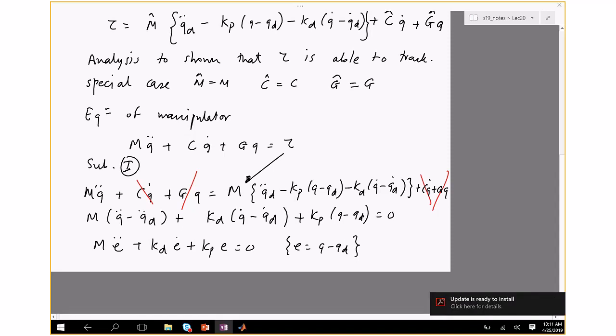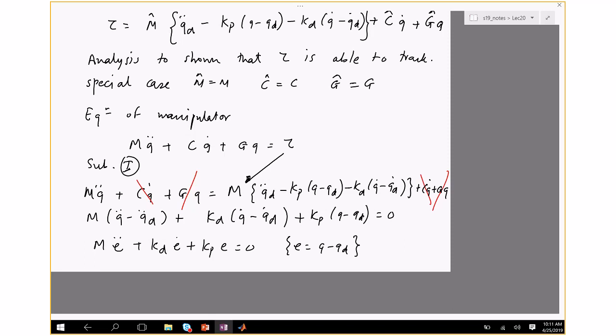Look at this equation: that's the equation of a spring mass damper. If you design KP and KD correctly, you can do whatever you want: underdamped, overdamped, or critically damped. In this particular case, we'll try to do critical damping because it has no overshoot and the fastest control.